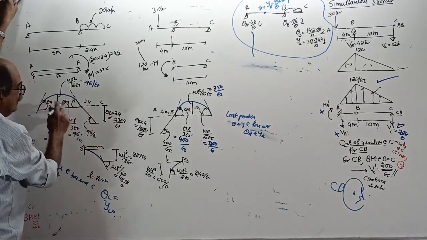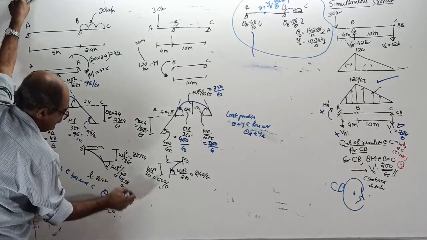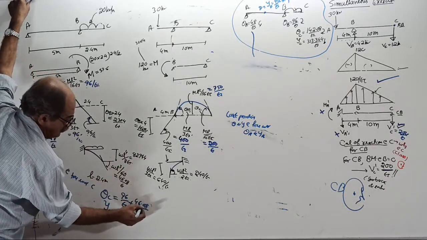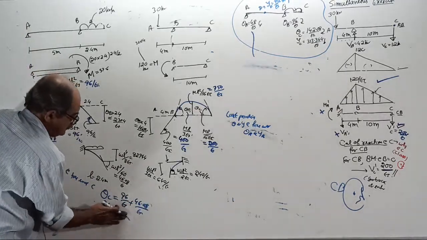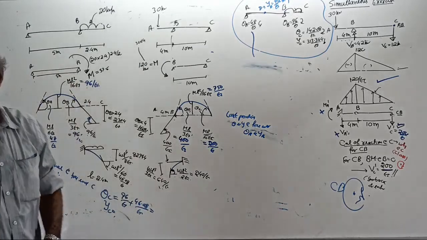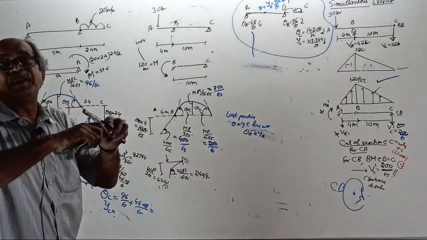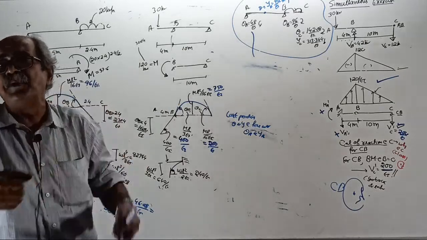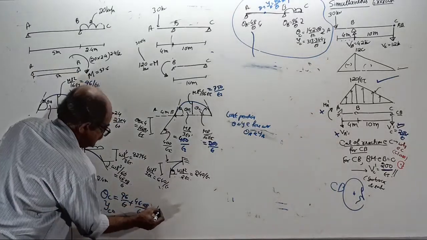Because of the couple, it rotates by 96 by EI clockwise. Plus, because of the cantilever effect, it rotates by 46.08 by EI clockwise. Tell the answer: 96 by EI plus 46.08 by EI. You add the slope due to the span bending and the further slope due to cantilever bending. Answer. 142.08.